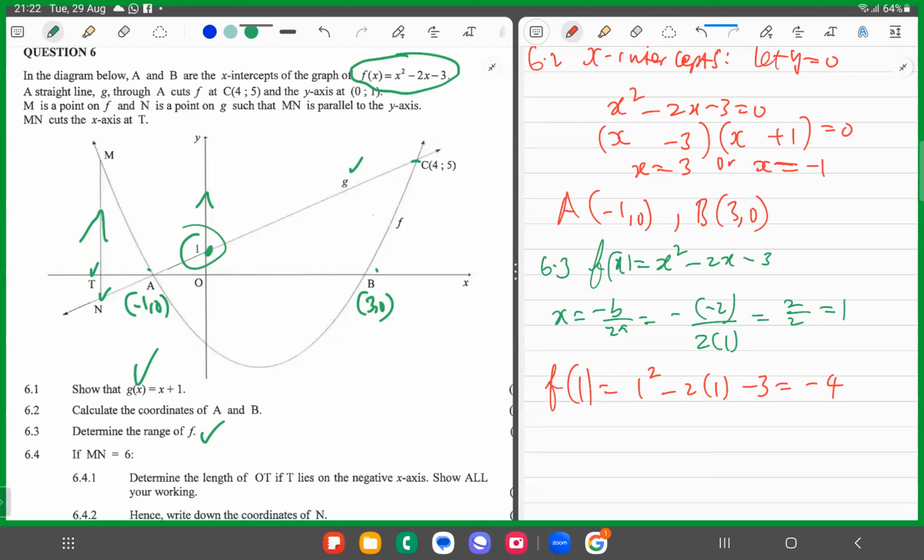What is the range? At this point here you have that x is 1, because the range is associated with the turning point of the function here. Sorry, x is 1 and y is minus 4. So now we are beginning from here and we're going up. So which means therefore at this point we say that y must be greater or equal to minus 4.